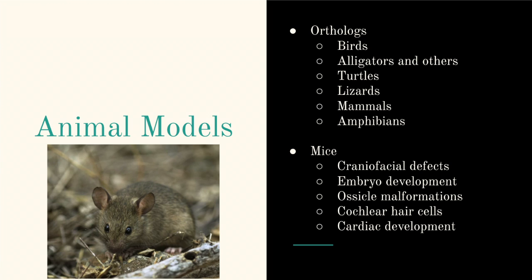In terms of animal models, this gene can be found in many different creatures, including amphibians and different types of mammals, but all of the studies that I looked at were specifically referencing mice, and these studies were able to look at a variety of symptoms that occurred, such as craniofacial defect, ossicle malformations, or just symptoms related to hearing in general, as well as organ development.